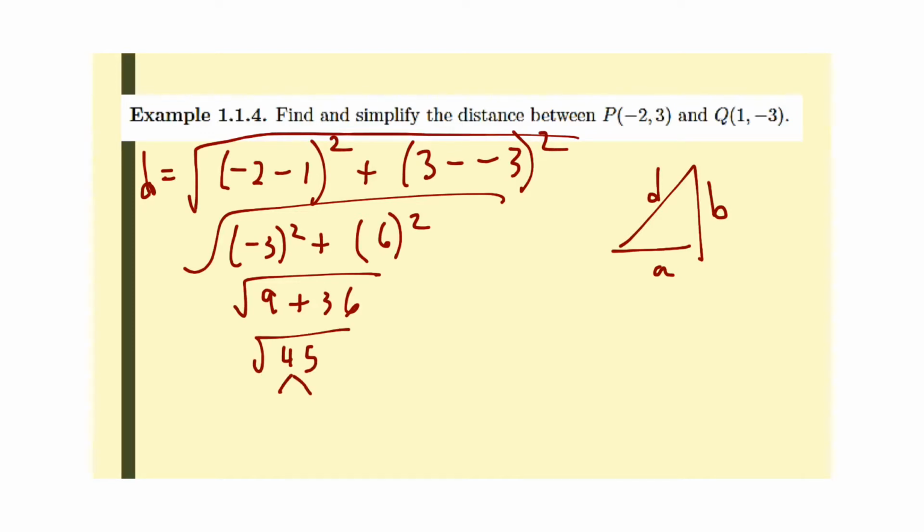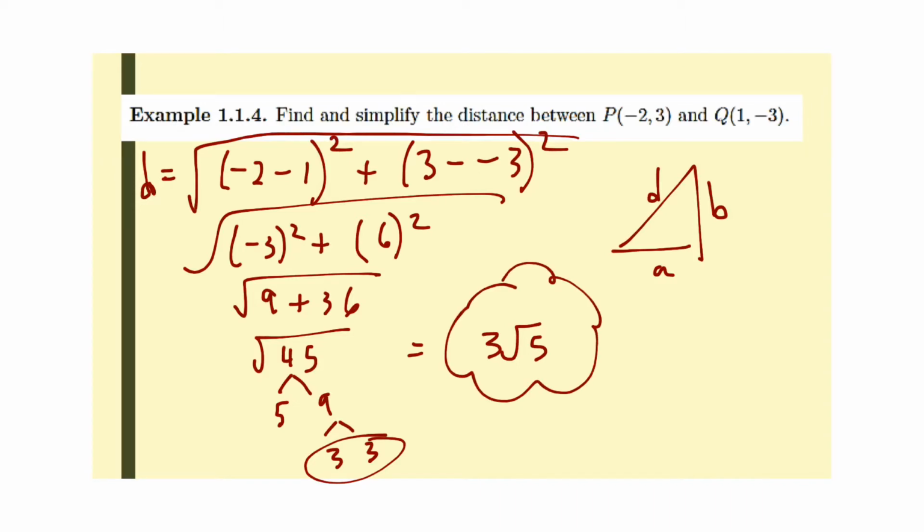All right, now we need to simplify when we can. So this is equal to 3 on the outside, 5 on the inside. Okay, so that's the distance, 3 root 5, between point P and point Q. That's some decimal number somewhere between 6 and 7. You know that because the square root of 36 is 6, the square root of 49 is 7, and the square root of 45 is somewhere in the middle, maybe closer to 7. That's a decimal number, a real number.